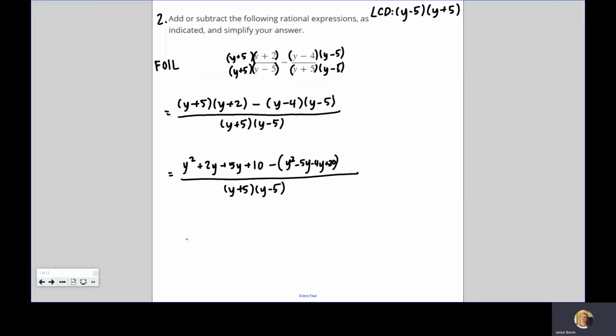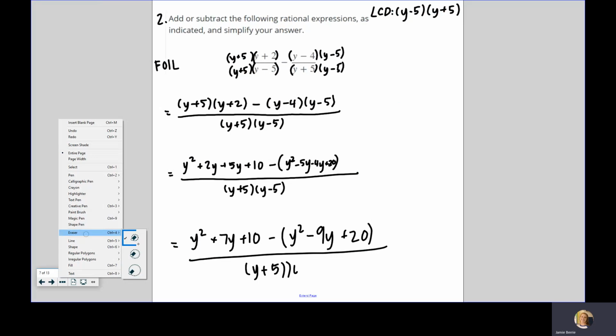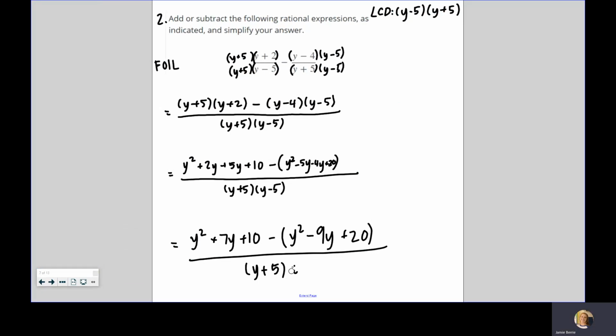Go ahead and combine like terms. We got y squared plus 7y. Now, you don't have to write out every step. If you can do some of this in your head, that's great. That'll save you some writing. So we got y squared minus 5y minus 4y, so that's minus 9y plus 20 all over my LCD, y plus 5, y minus 5. Like I said, just leave that alone for now. I don't know why I wrote 2 parentheses there. Let's try that again.